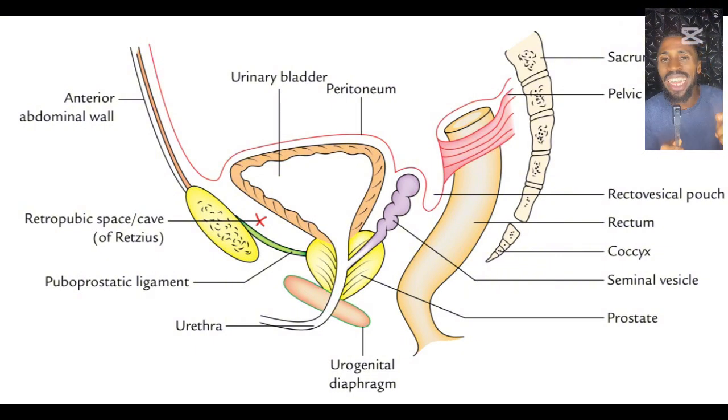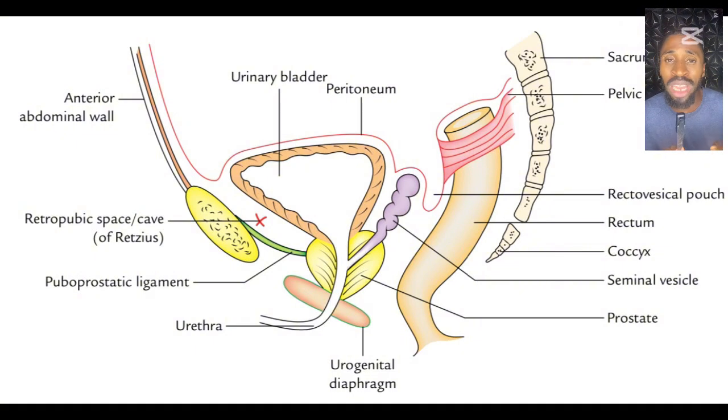Don't forget it. And again, if it's located at the back of the pubic symphysis, what is at the back of it? At the back in male is the rectum. Now for female, you can see the uterus and the vagina. That is what is located at the back of the bladder.